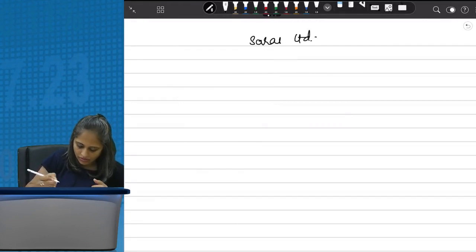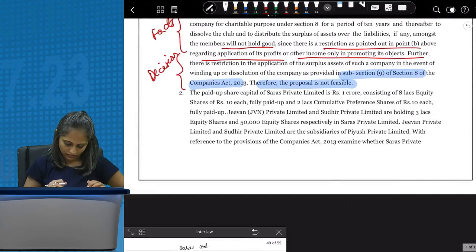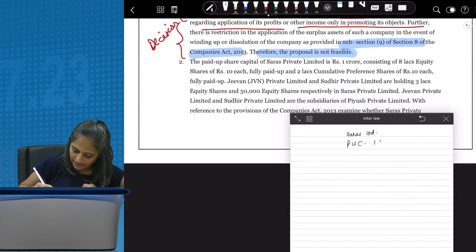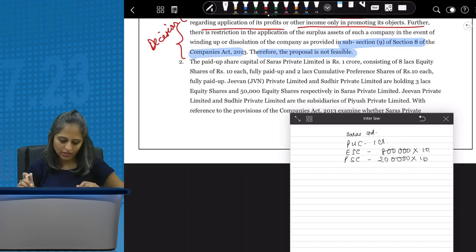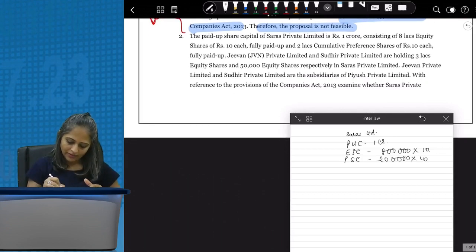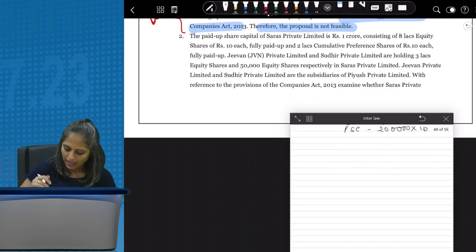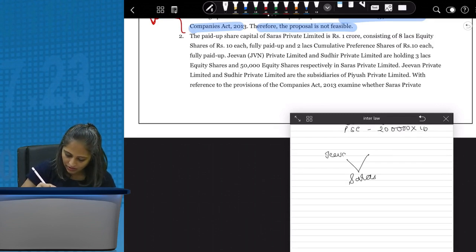It has a paid up capital of 1 Cr and it has an equity share capital of 8 lakhs into 10 and preference share capital of 2 lakhs into 10. Okay. Now, Jeevan Private Limited and Sudhir Private Limited are holding 3 lakh equity shares and 50,000 equity shares respectively in Saras. So we have Saras here. Who's holding shares in Saras? We have Jeevan and we have Sudhir.